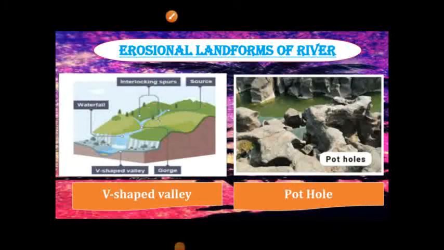V-shaped valley. A V-shaped valley is formed by the vertical erosion of the river, where the valley is deepened and widened. Pothole. Due to the river action, cylindrical holes are drilled vertically in the riverbed with varying depth and diameter. These are called potholes.